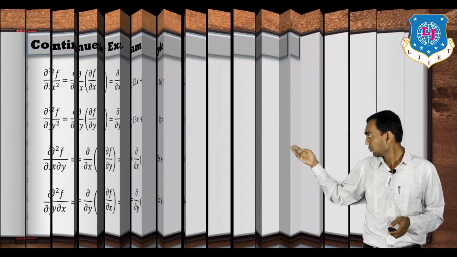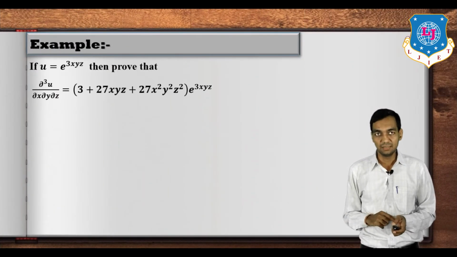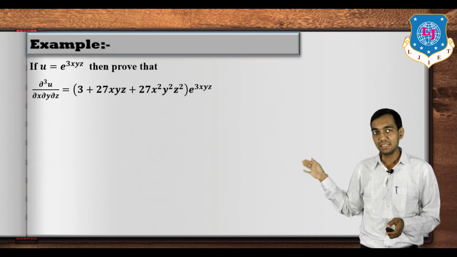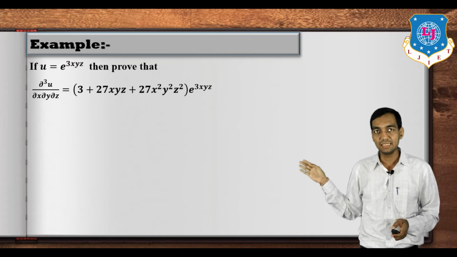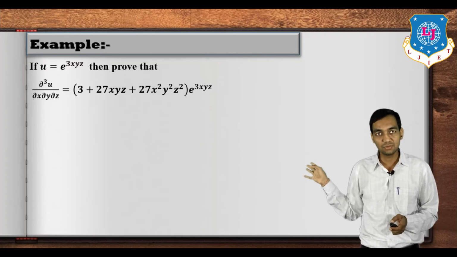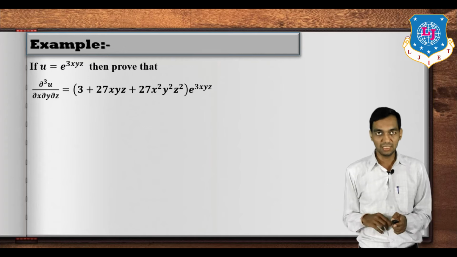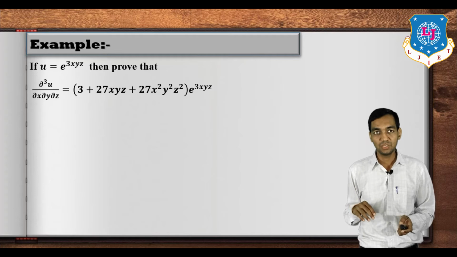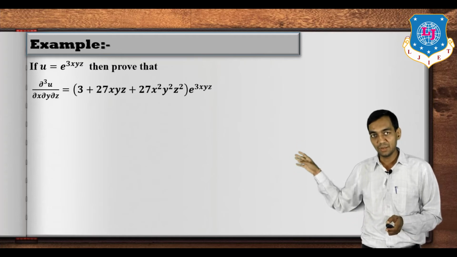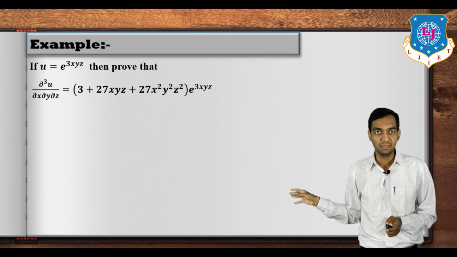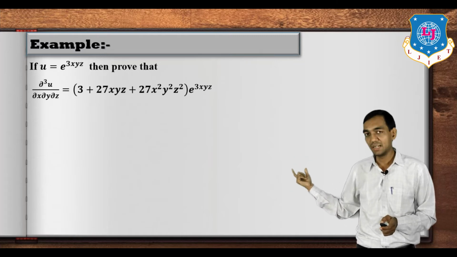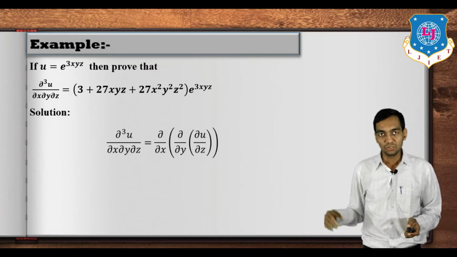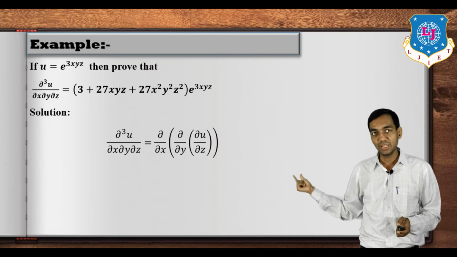Now if u is equal to e raised to 3xyz, then prove that del cube u by del x del y del z is equal to 3 plus 27xyz plus 27x square y square z square, the whole into e raised to 3xyz. Now see, del cube u upon del x del y del z, that means first of all del by del x of del by del y of del u by del z. That means first you have to find del u by del z. You have to start with the inner function and then go outside. So first you have to differentiate u with respect to z.